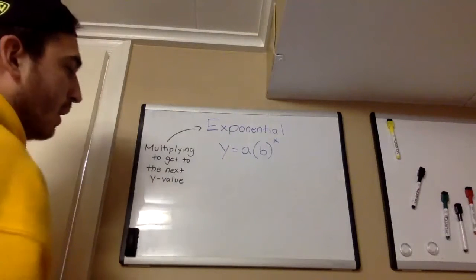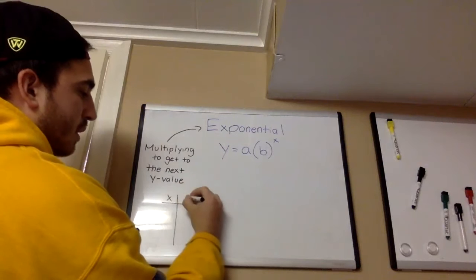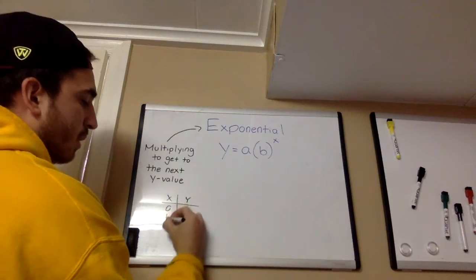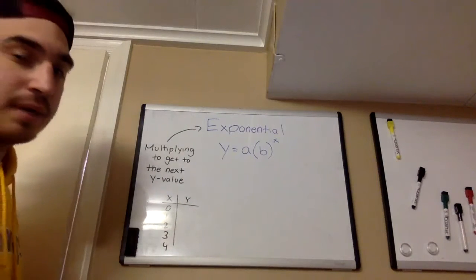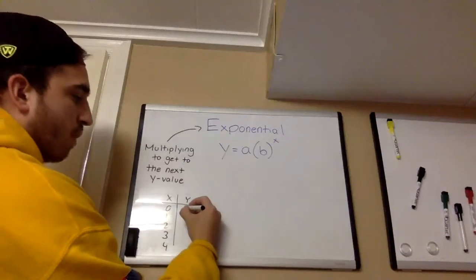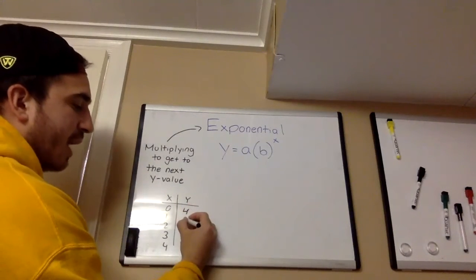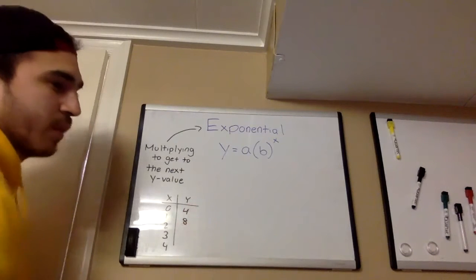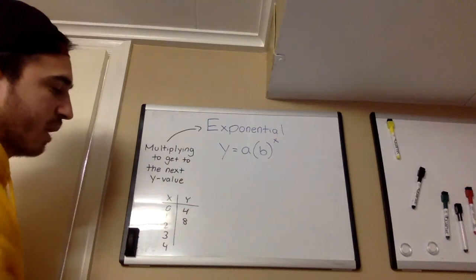For example, if we had a table that looks like this, x comma y, and it starts at 0, 1, 2, 3, 4, this would be exponential if, let's just choose a random value to start with. We'll start with 4. Then let's say the next one is 8. To get from 4 to 8, we had to multiply by 2. So to keep this exponential, we would have to keep multiplying by 2.